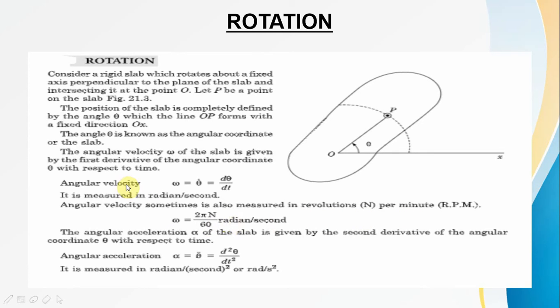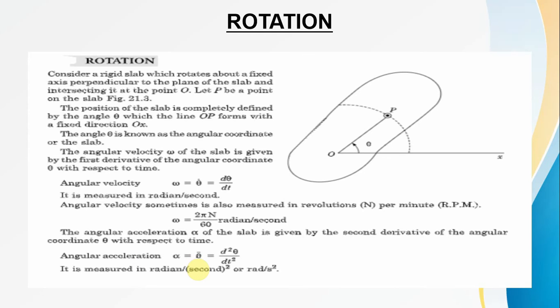So angular velocity can be defined in two ways: d theta by dt, that is the change in theta with respect to time, and omega equal to 2 pi N by 60. Now we can find the angular acceleration. If we differentiate omega again, we get the angular acceleration, denoted by alpha, with angular velocity denoted by omega. So we get d square theta upon dt square. The unit of this is radian per second square. So in rotation we understand angular velocity as well as angular acceleration.